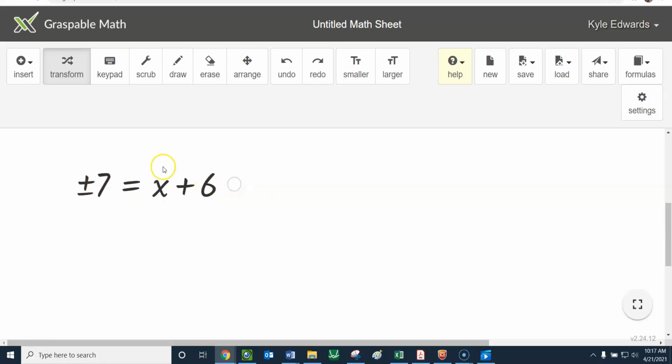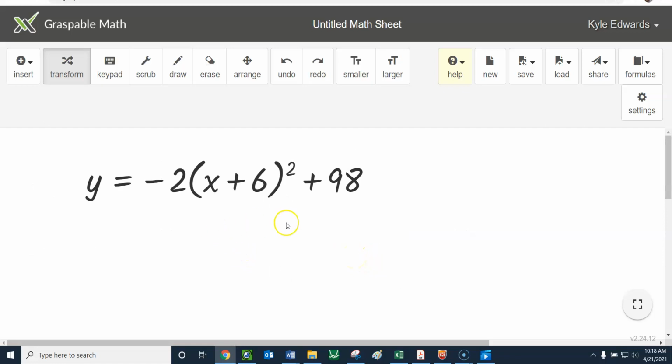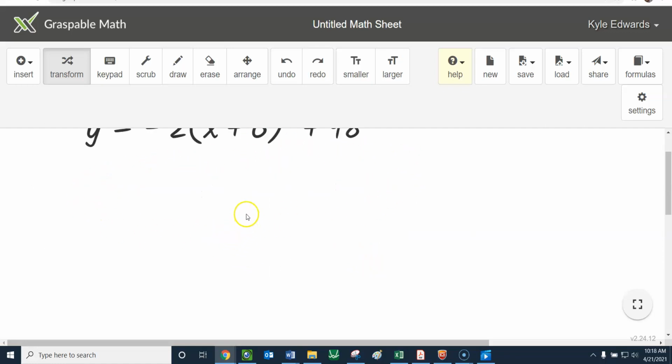Finally, then, we're not done. To get x by itself, we have a plus 6. I'll move the plus 6 to the other side by making it a minus 6. X is now by itself. We'll get two answers. A negative 6 plus 7, 1. Or a negative 6 minus 7, negative 13. We were looking for the x-intercepts for this quadratic in vertex form.